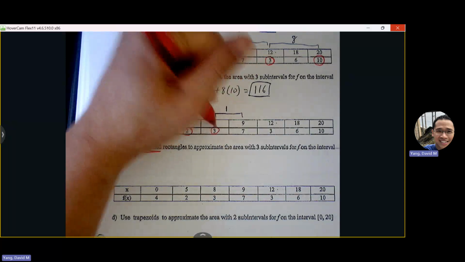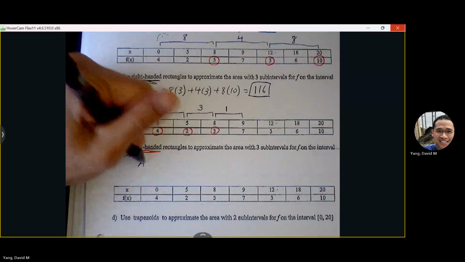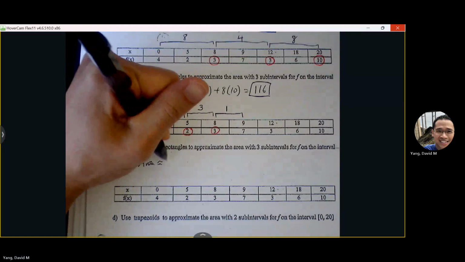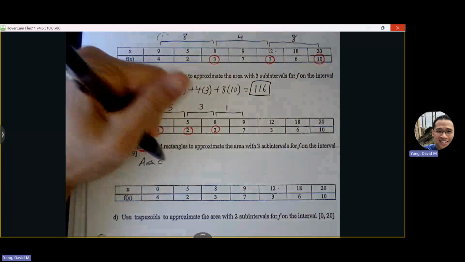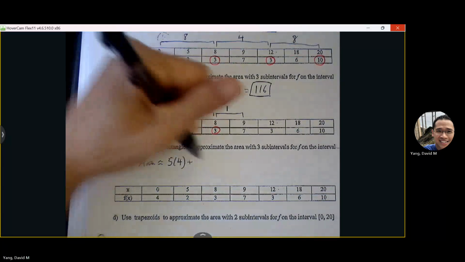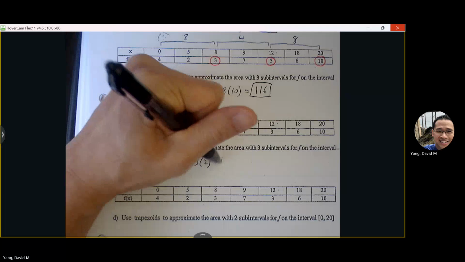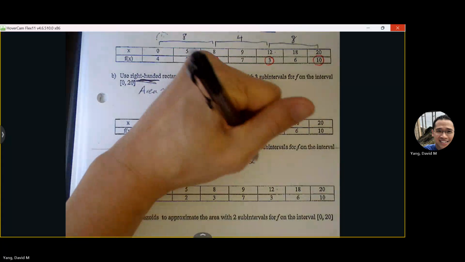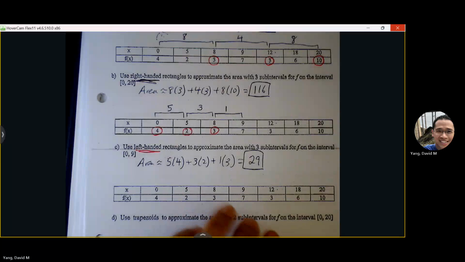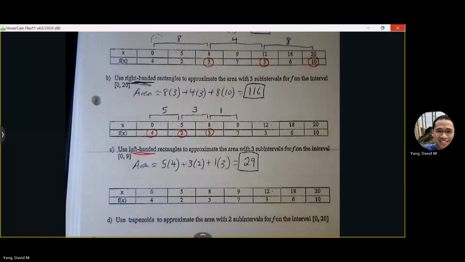Last subinterval will be 1 times 3. And I'm using the squiggly line to indicate this is just an approximation. We don't know the exact area. We're just using limited information we have. Any questions so far?